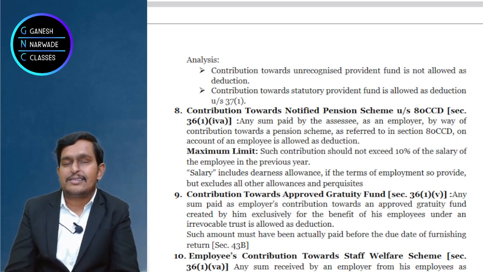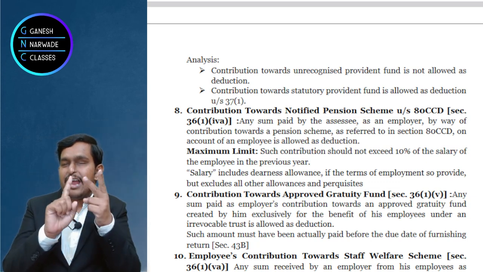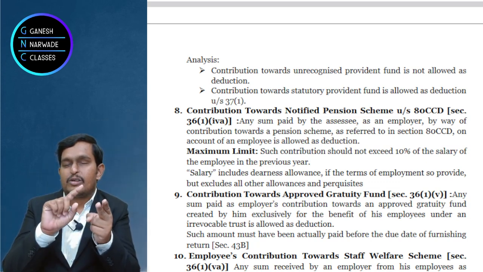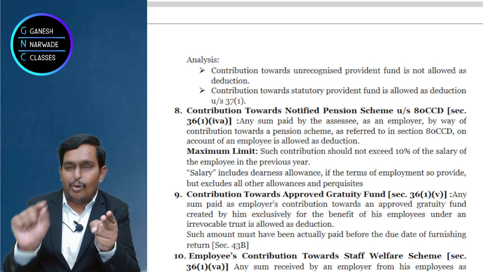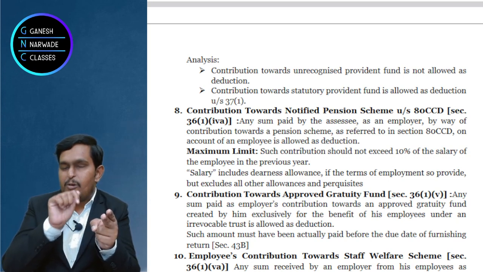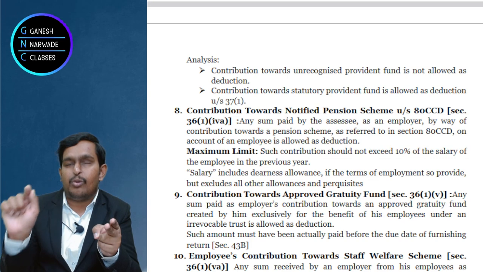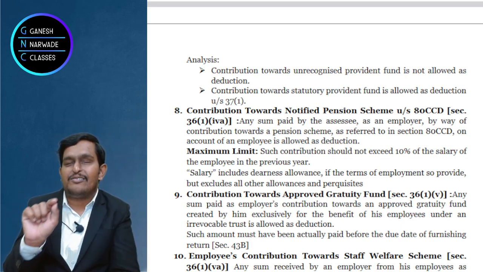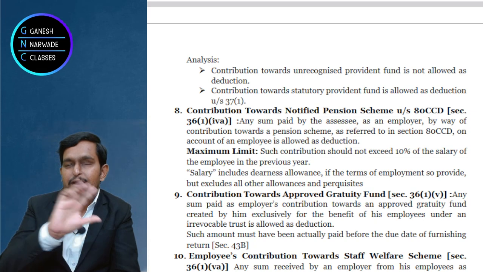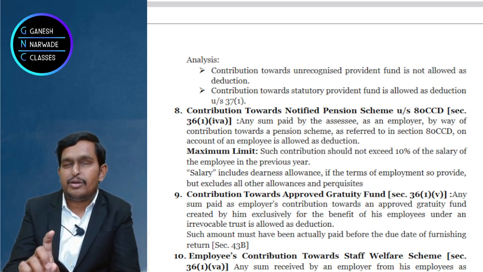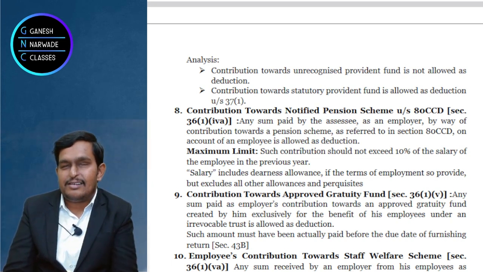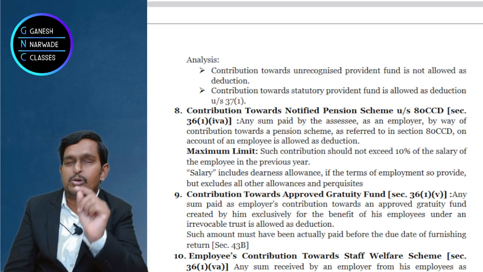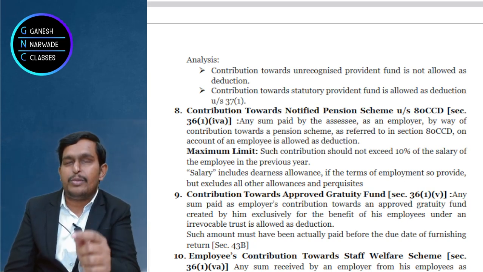Okay, so we discussed three things till now: RPF and superannuation fund under section 36 subsection 1, which is common for all, right? Under clause 4, I said something called the new notified pension scheme, clause 4a, and last thing, approved gratuity fund, clause 5. For all these, whatever employer contributes is allowed as deduction, but deposit should be done before filing the income tax returns. In notified pension scheme, it is restricted to 10% of salary. Salary is equal to basic pay plus DA.